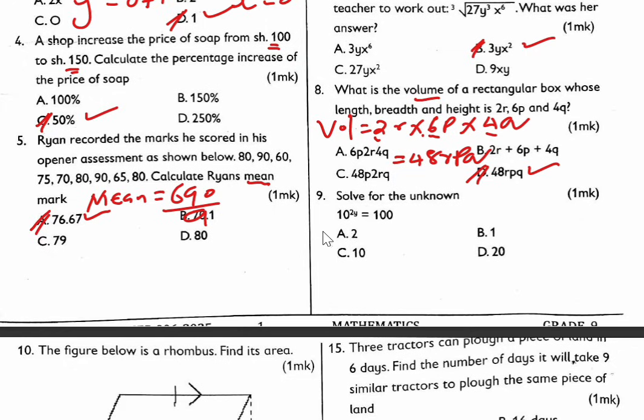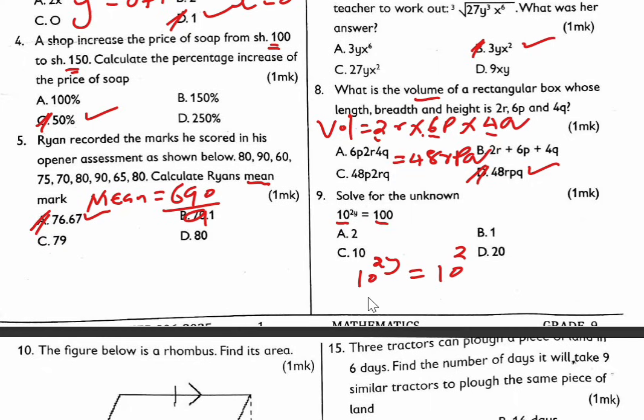Solve for the unknown. We have 10 power 2y is equals to 100. This is indices. So you can see here the base is 10 and the power is 2y. Also, we're going to write 100 as base 10 because here we have 10. So we ask ourselves, how can we rewrite 100 in terms of base 10? You know that if you take 10 raised to power 2, that is 10 squared, we get 100. So 10 power 2y is equals to 100 will be 10 power 2 because 10 squared is 100.